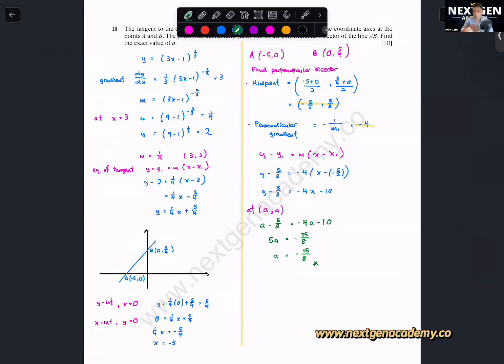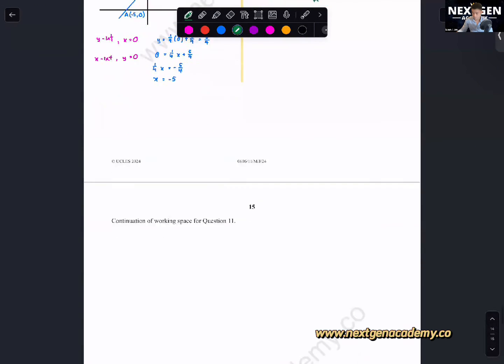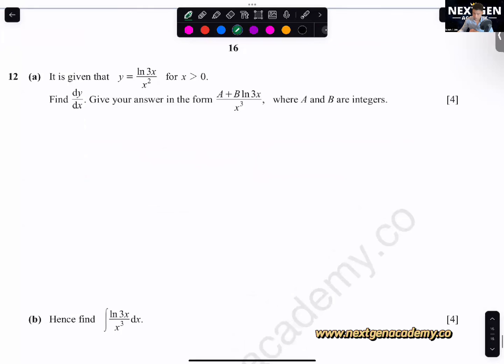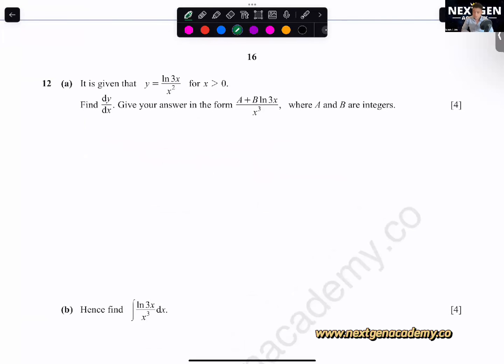Okay, let's go. Last one. Question 12. It is given y equals ln 3x over x squared. Find dy over dx. Give your answer in the form of this, where a and b are integers. Let's look at the question first. What method do we use for this? This over this: u, v, quotient. Okay, quotient rule.